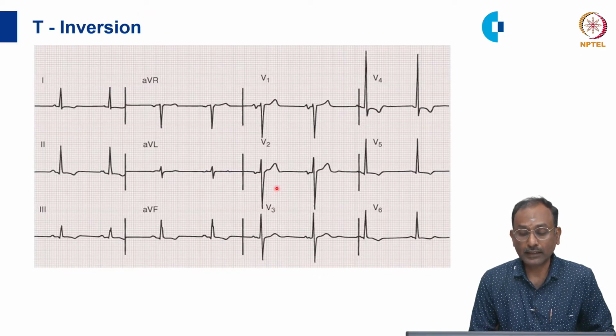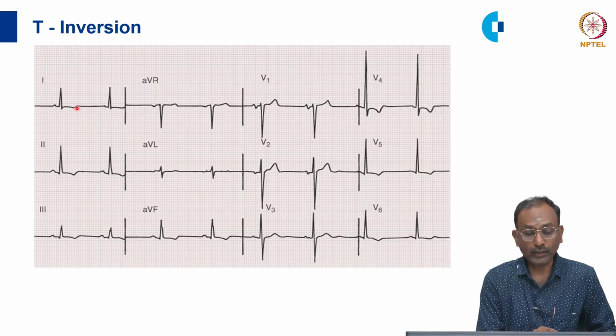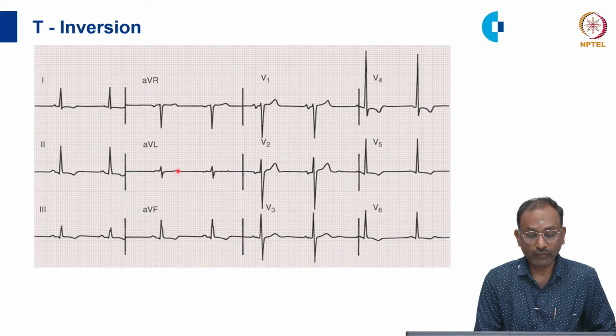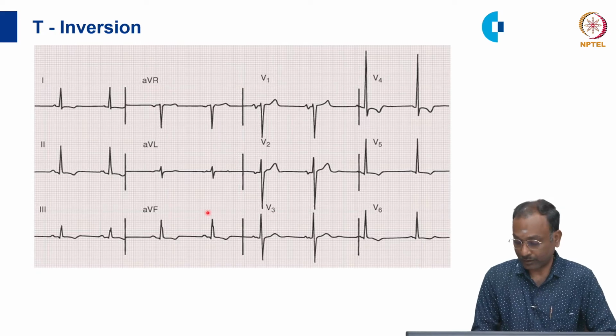This is another classical T-inversion where you can see an associated left ventricular hypertrophy. There is some amount of T-inversion in leads V4, V5 and V6, also in lead 1 and aVL, and there is also T-inversion in 2, 3 and aVF. All this indicates an underlying ischemia.